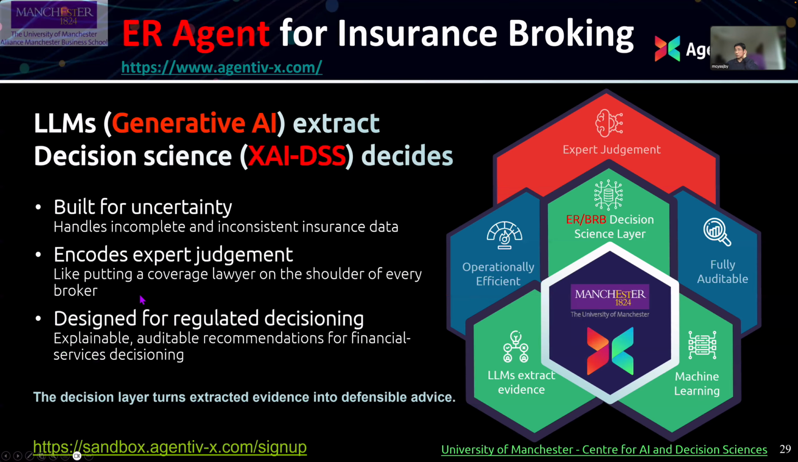So the system is something like this. We use a large language model to extract attributes in the model building stage, and also data when we apply this to assess an individual system or object. Then we use decision science, what we now call the ER BRB decision science layer, to make sure the judgment and reasoning process is robust, scientific, defendable and traceable. So the whole system is designed for regulated decision making, so it can meet the regulators' requirements for decision making in the regulated market.